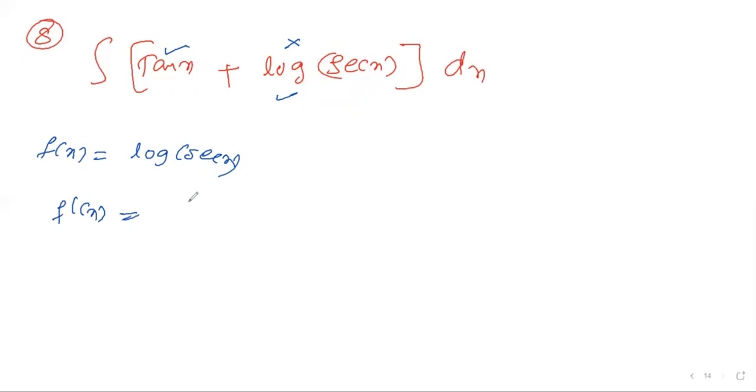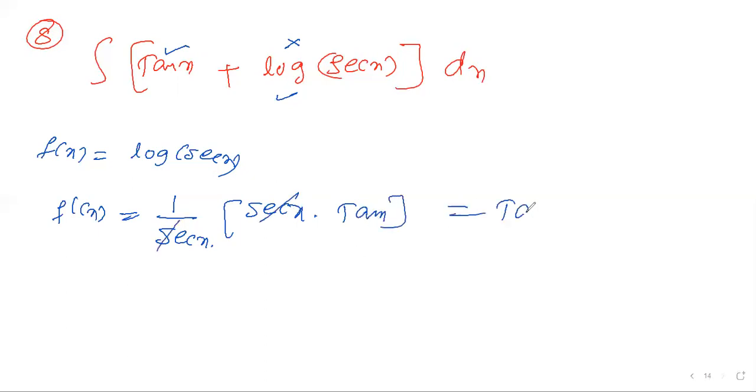Log x means what? 1 by x. Next, d by dx of secant x into tan x. So secant x means secant x tan x, into 1 by secant x. Secant cancels. What are we getting? tan x. Now, if you take it as f of x, are you getting f dash of x here? Yes, sir.